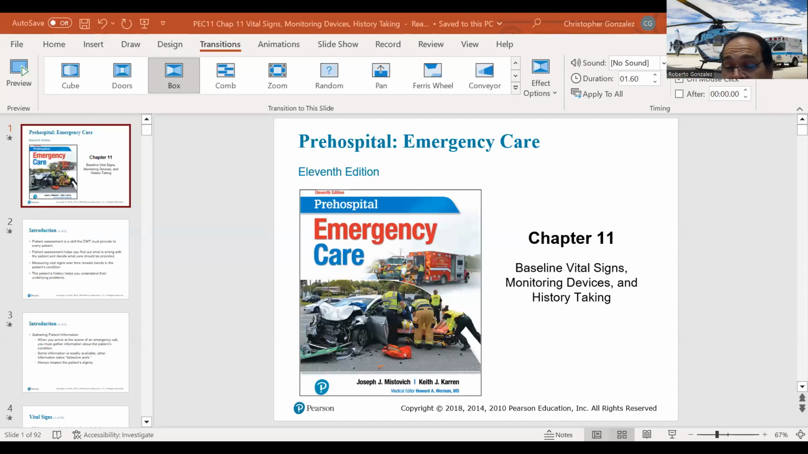Now, chapter 11 is about your basic vital signs. You guys are still there, right? Yes, sir. Okay. So basically, baseline vital signs, monitoring devices, and taking a history. This is kind of a simple chapter, guys, because you've probably been doing this all this time.